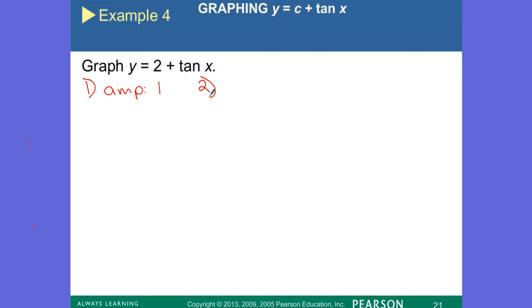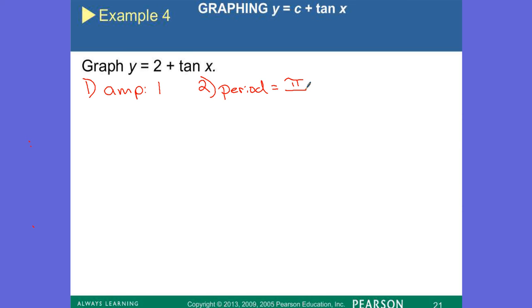So step number 2 is period. I find this very helpful, so shush. Now, when I'm starting with the period, what number goes on top? Pi, because tangent and cotangent always start with pi. So it would be pi over 2.